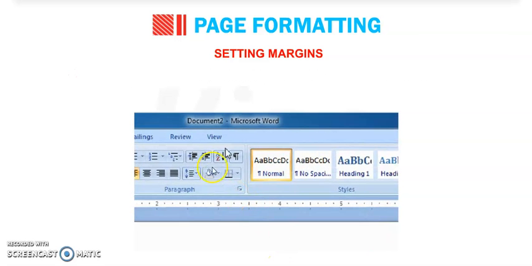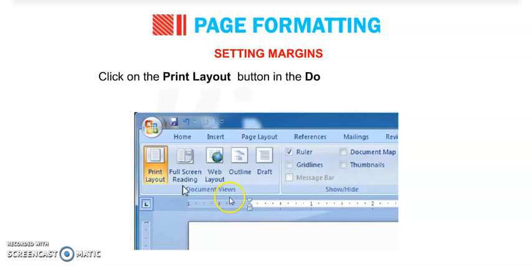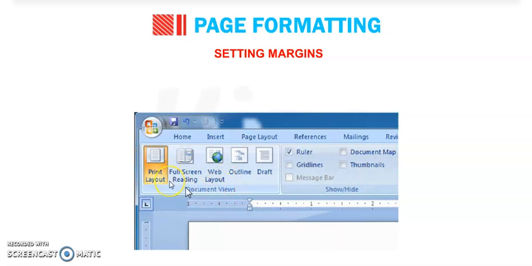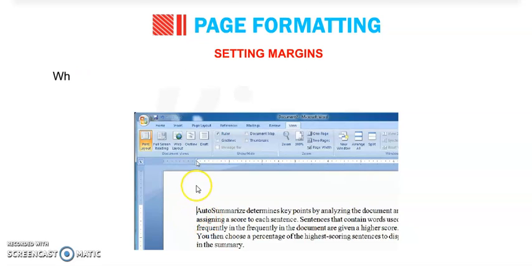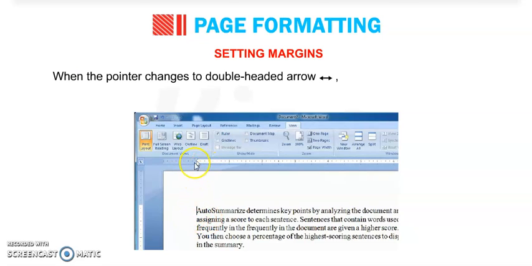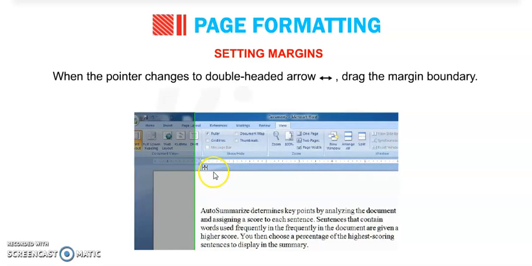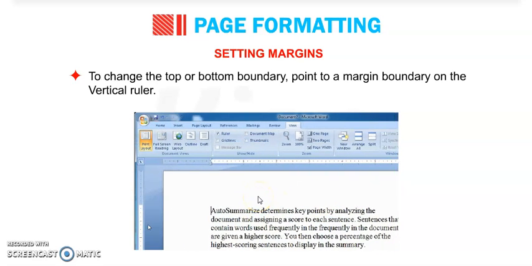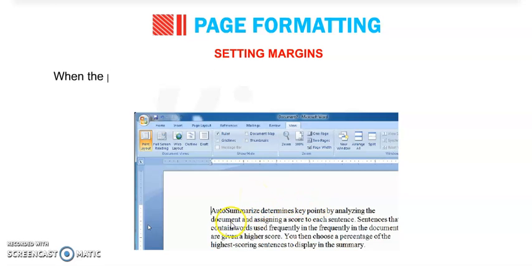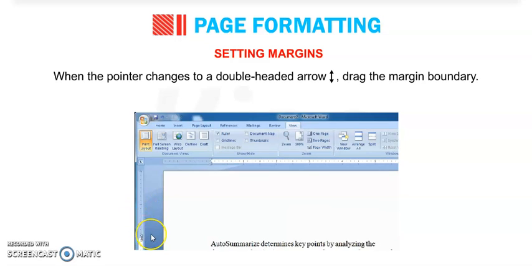Select the View tab for this and click on the Print Layout button. In the document view, to change the left or right margin, point to a margin boundary on the horizontal ruler. This is the horizontal ruler. We can see the pointer is a double-headed arrow. Drag the margin boundary. To change the top and bottom margin, point to the margin boundary, and when the pointer changes into a double-headed arrow, this is the vertical ruler. From this you can also change.